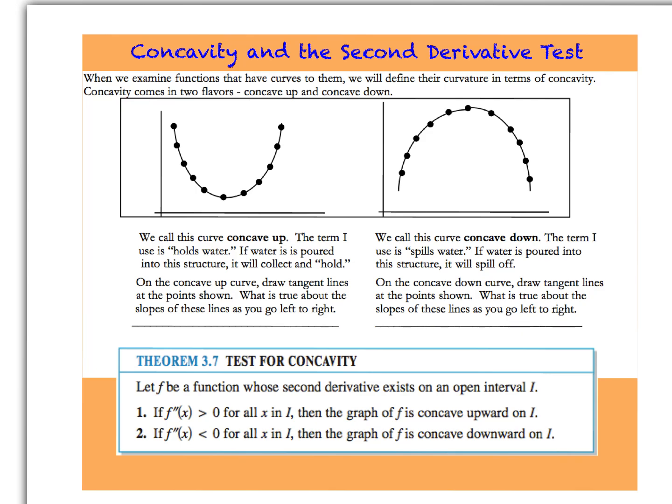This is 3.4, concavity and the second derivative test. When we took a derivative, what did that find? The slope of the tangent line. That told me my function was either increasing or decreasing. Now when we're talking about concavity, we're going to talk about something else.